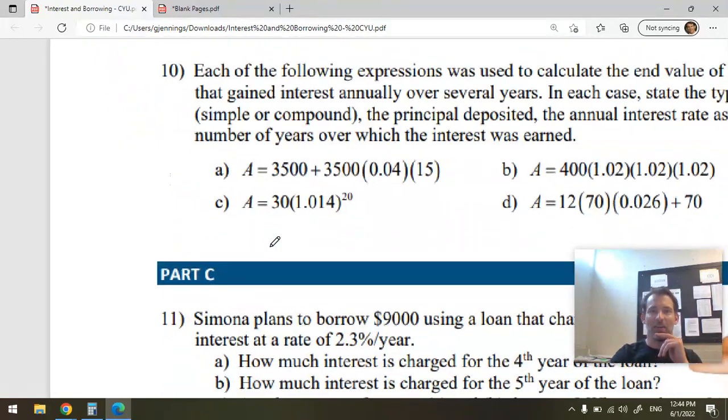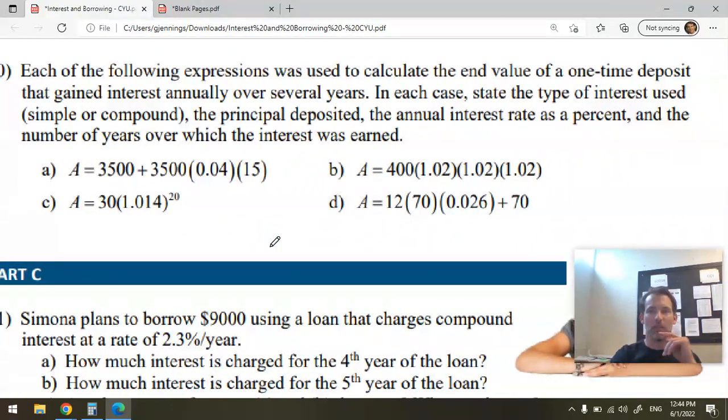Okay. Now, each of the following expressions was used to calculate the end value of a one-time deposit that gained interest annually over several years. In each case, state the type of interest used, simple or compound, and the number of years.